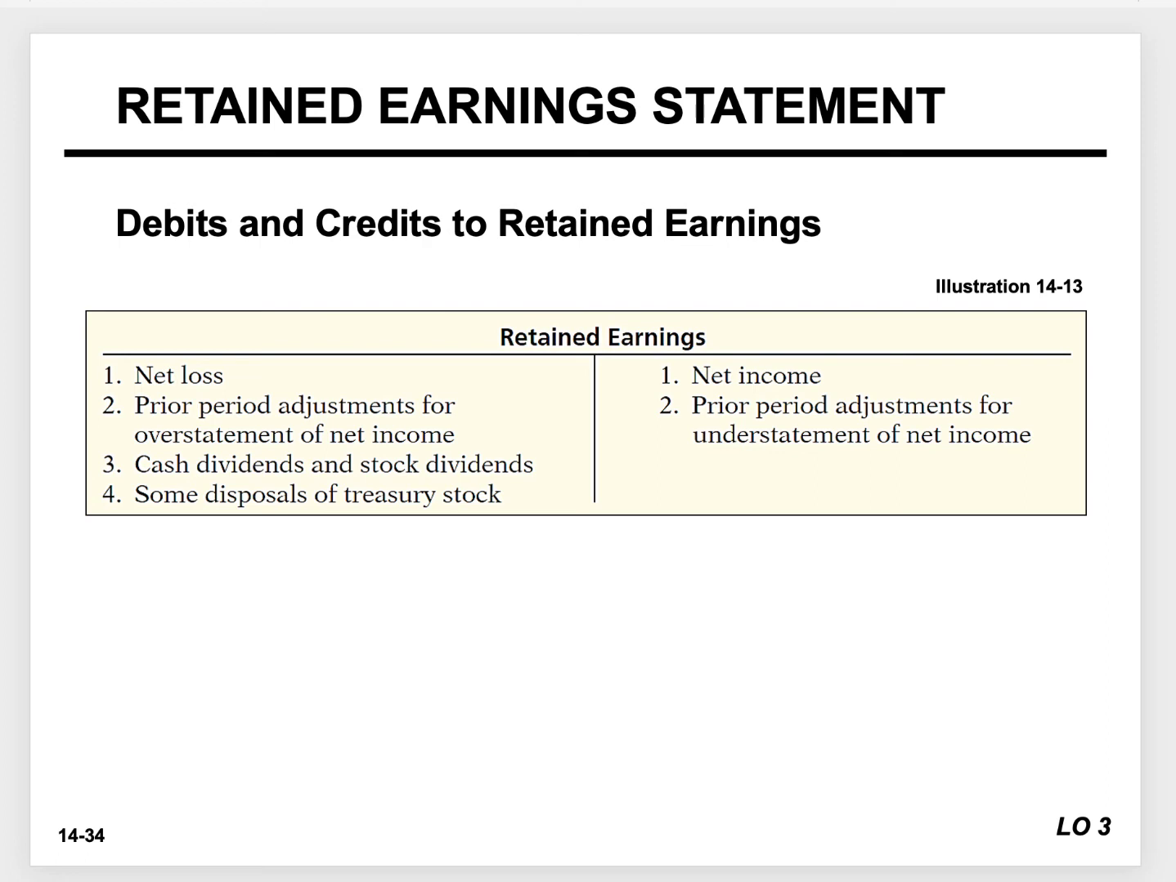So retained earnings, right? Things like net losses, prior period adjustments for overstating net income, any cash dividends, stock dividends, maybe we dispose of treasury stock. Those are going to be debited to retained earnings. Okay, why? Because that decreases retained earnings. Look at the credit side of it. Well, net income gets a credit. Prior period adjustments for understating net income get credited.